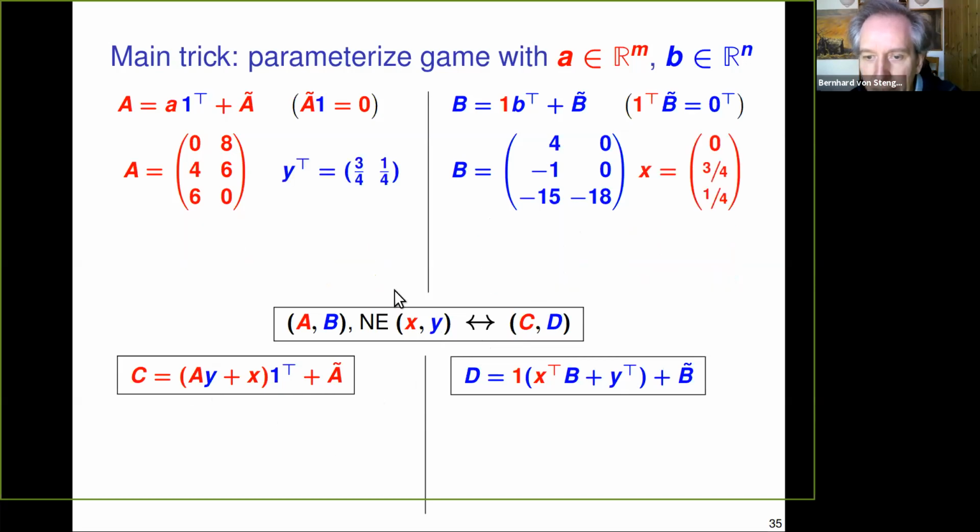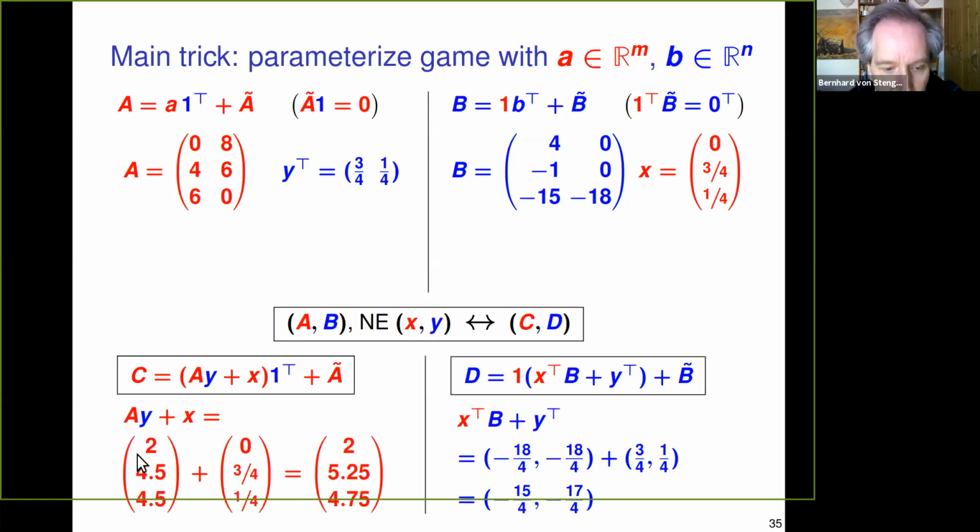Let's look at our example again. Here we have one equilibrium. This is a game that has 3 equilibria. If you play 3/4, 1/4 for the columns and 0, 3/4, 1/4 for the rows, the column payoffs are 2, 4.5, 4.5. Okay, so you see 1/4 times 8 is 2, and 3/4 of 6 is 4.5, and 3 plus 1/4 of 6 is also 4.5. So these are the two best responses. They have constant payoff because they're maximum. The player must be indifferent between the things that he plays. And if I add them up, I get now the new row parameters, 2, 5.25, 4.25, for this game C.